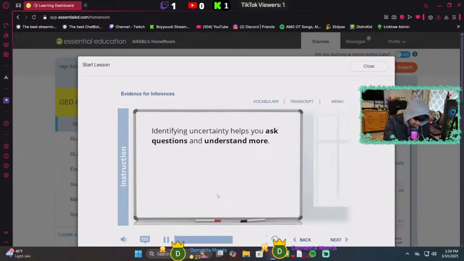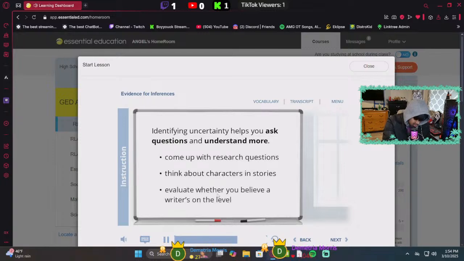Identifying uncertainty helps you ask questions and understand more. It helps you come up with research questions, think about characters in the story, and even evaluate whether you believe a writer is on the level. Now that's a valuable skill.